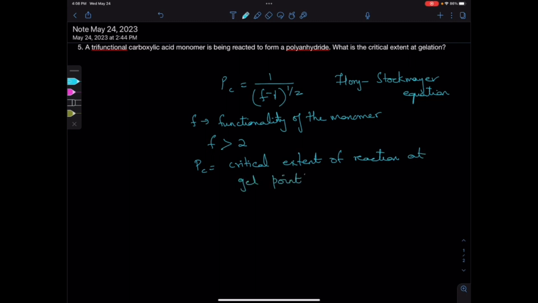Since it's a trifunctional carboxylic acid, we can substitute 3 for f, and solving for Pc we get Pc equals 0.71.